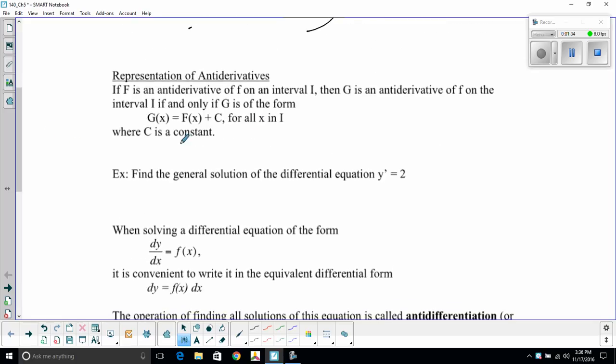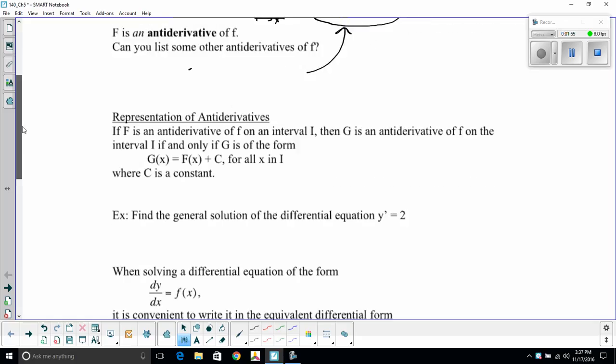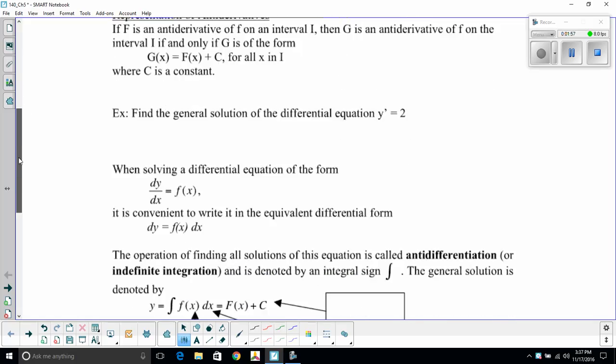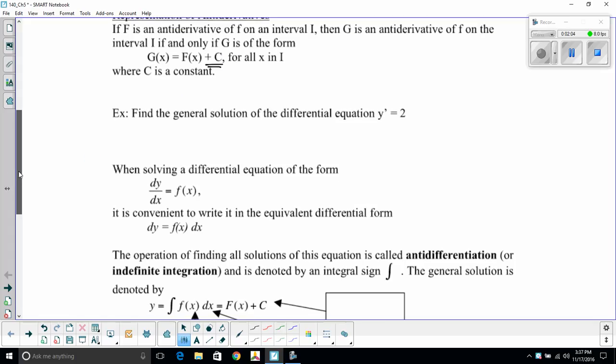Representation of antiderivatives: if F is an antiderivative of f on interval I, then G is an antiderivative of f on the interval I if and only if G is of the form G of x equals F of x plus c. In other words, there are an infinite number of antiderivatives because the derivative of a constant just goes away. So when you know the derivative and you're going backwards, don't forget your plus c, because there are an infinite number of representations.